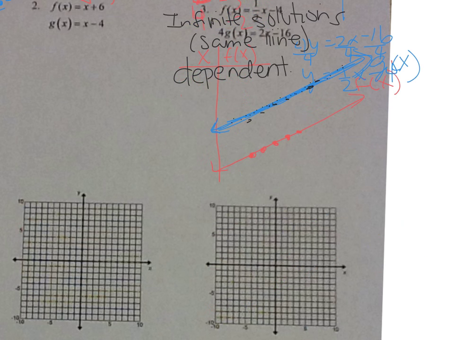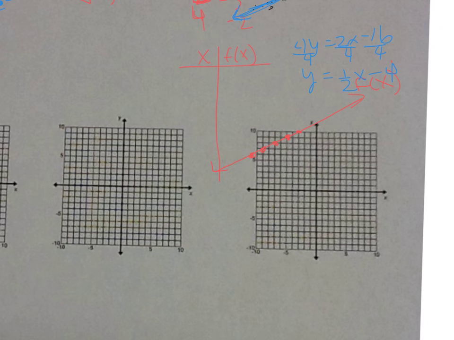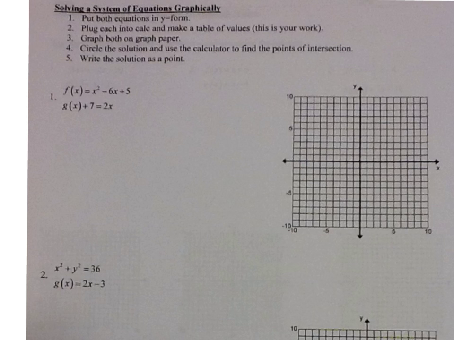All right, so I'm going to change pages here. Okay, so to solve a system of equations graphically, the first thing you want to do is put them both in y equals form so that you can graph them on your calculator. So you're going to plug it into the calculator, make a table of values. The reason why we make a table of values is because this is our work for the graph. You're going to graph both of them on the graph paper. I would like you guys to circle the solution and then use your calculator to find the points of intersection. All right, so to find the points of intersection, you're going to write it right over here on the side.